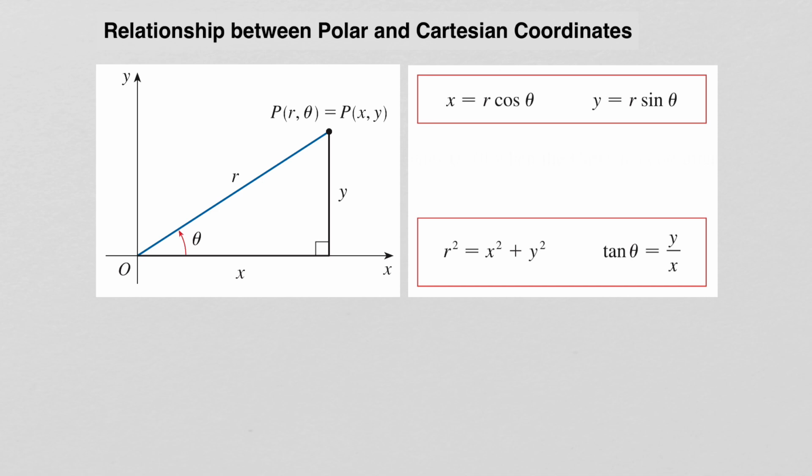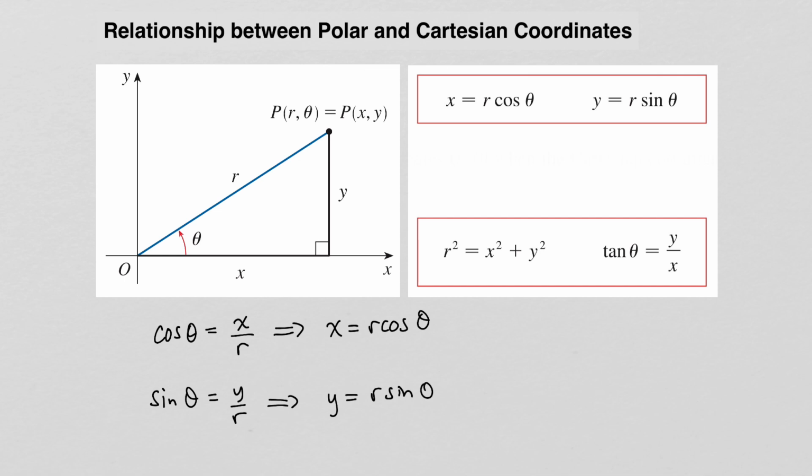Well, naturally, we're going to use trigonometry. So, for example, from trigonometry, we know the cosine of theta is equal to x divided by r. And if we multiply both sides of that by r, we get x is equal to r cosine of theta. Likewise, sine of theta is equal to y divided by r, and multiplying both sides by r gives us y equals r sine of theta. And so that's where these two equations come from.